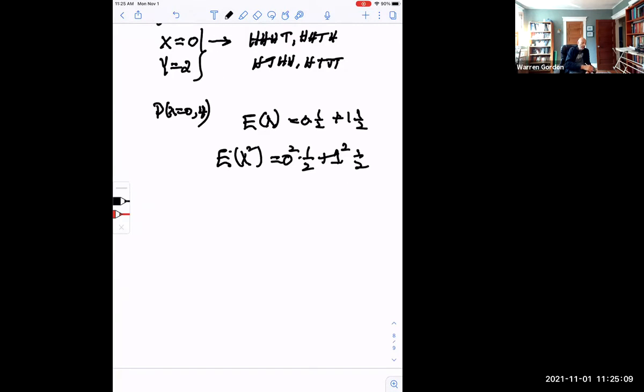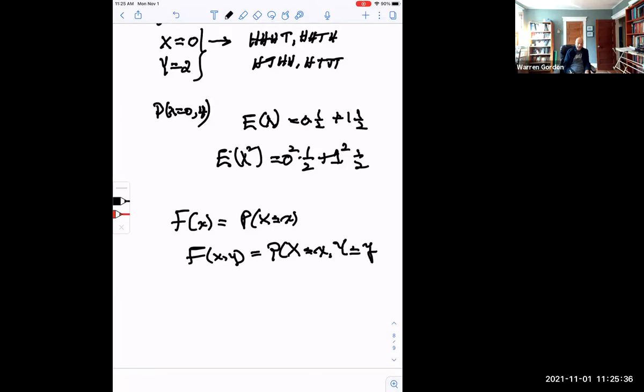If I wanted to, I could define a CDF for a joint distribution like this. Remember, in the one-dimensional case, F of x was equal to the probability that X is less than or equal to little x. In the two-dimensional case, like this one, we could define, if we wanted to, F of x and y to be the probability that X is less than or equal to x and Y is less than or equal to y. This isn't as useful as one would expect.